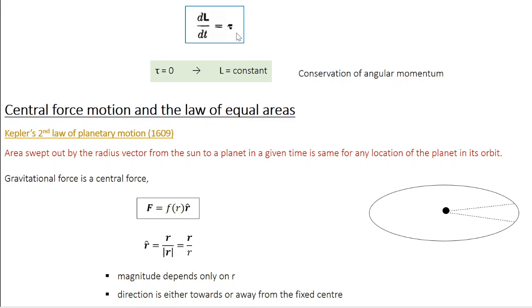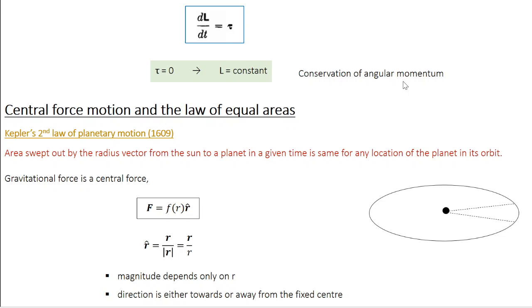From this relation, you can quickly note that when tau equal to 0, dL by dt is going to be 0, which means L is a constant. So when the net torque acting on a system is 0, its angular momentum remains a constant, or angular momentum is conserved. This is known as conservation of angular momentum.